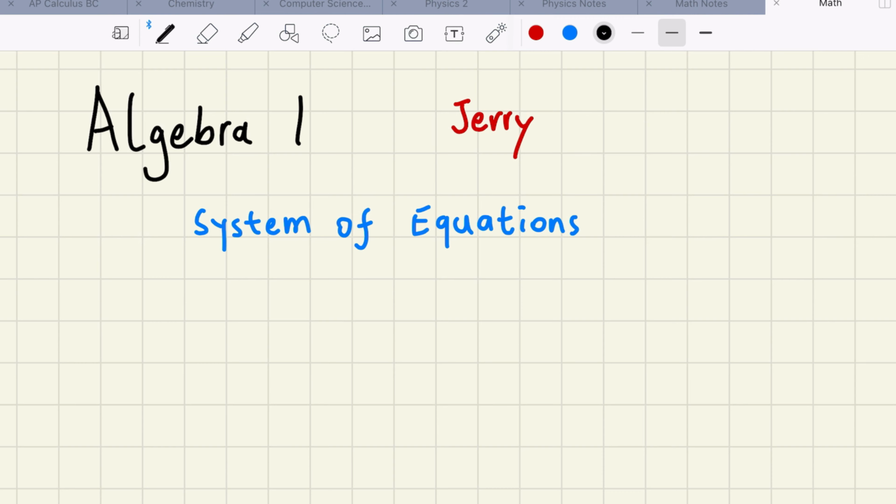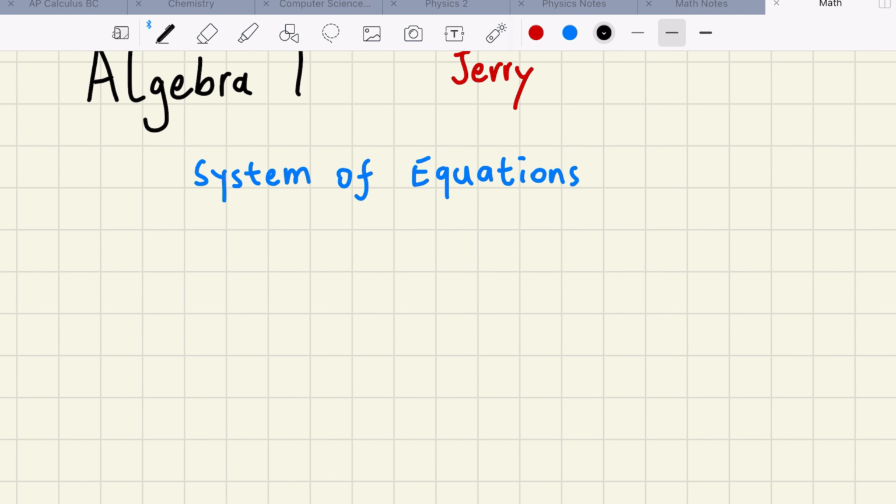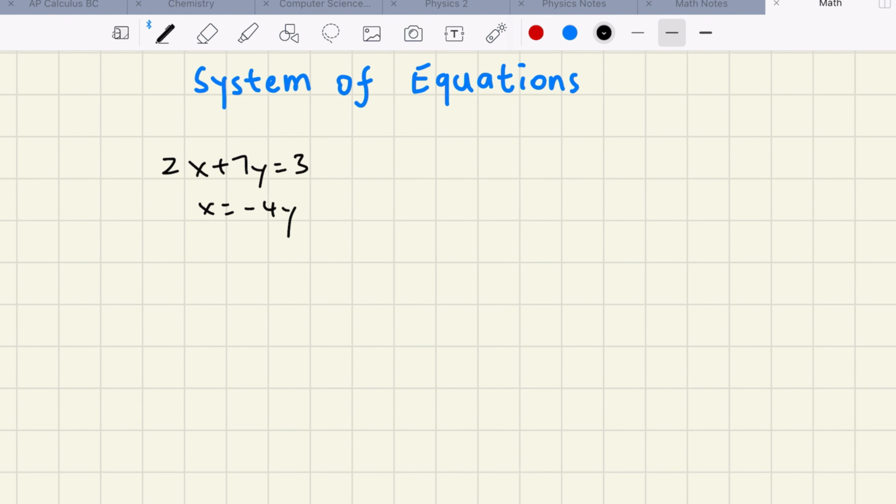So today we're going to learn a concept in Algebra 1 called system of equations. A system of equations in algebra is two or more equations to be solved together. At this level, we're going to solve for two equations. The two equations can look like many different forms. One would be like 2x plus 7y equals 3 and x equals negative 4y. These are two equations with two variables, x and y, and you don't know them, right? So always remember this.